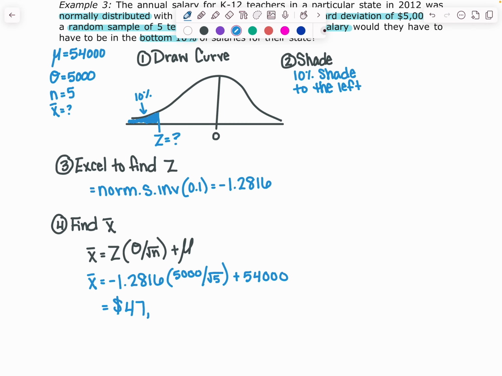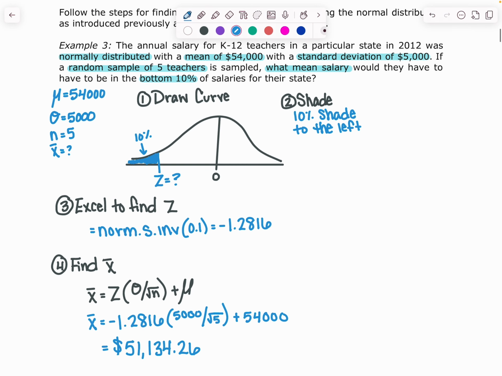And the answer should come out to be not the number that I was about to start writing down because I forgot to do the division of the square root of 5. There we go. $51,134.26. That would put these 5 teachers, their mean salary, in the bottom 10%. And that's how we use the sampling distribution and the inverse normal distribution to find a sample mean.